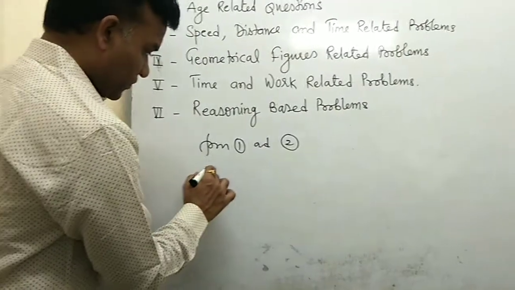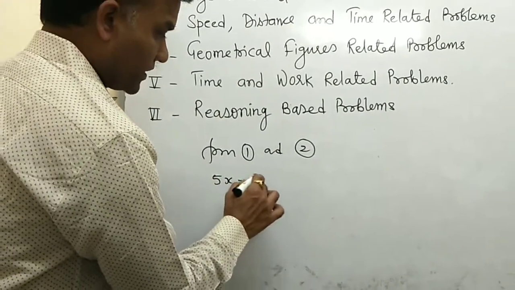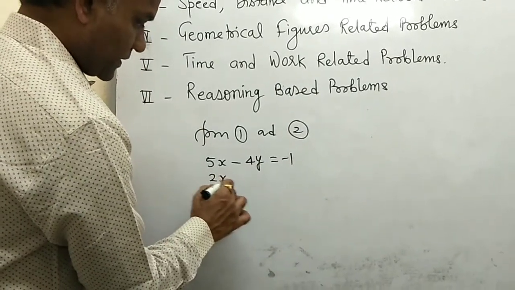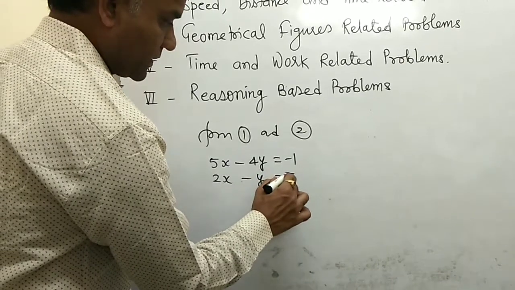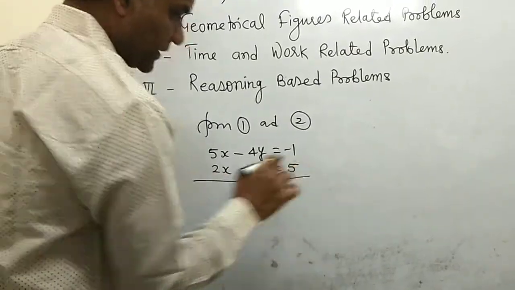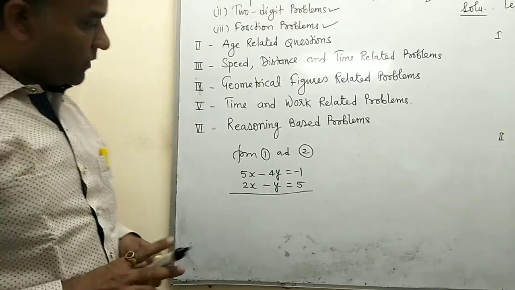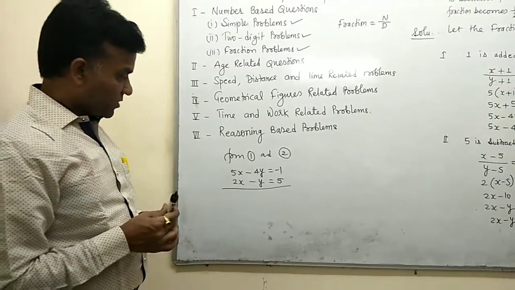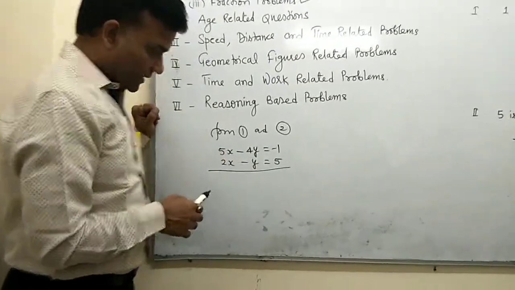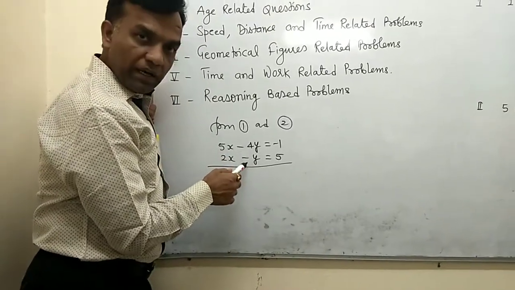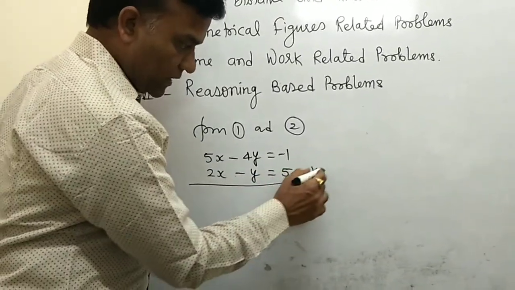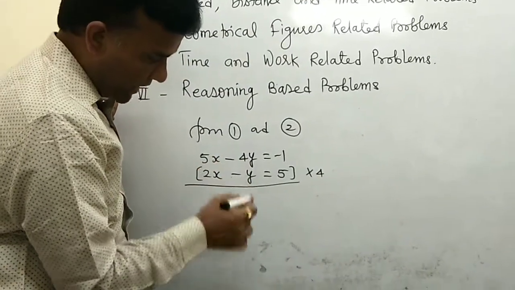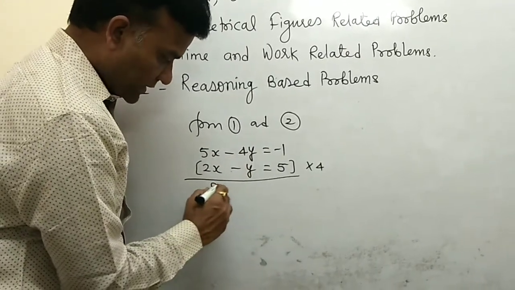What is the first equation? 5x minus 4y equal to minus 1, and now 2x minus y equal to 5. Okay, but now the problem is what? Both the variables x and y do not have a common coefficient, nor are they opposite in sign. So first you make the same coefficient, like here 4y is given, here y alone. So you multiply by 4 only in this equation, then the coefficient of the y variable will be the same. So the first equation we write down as it is, no change.